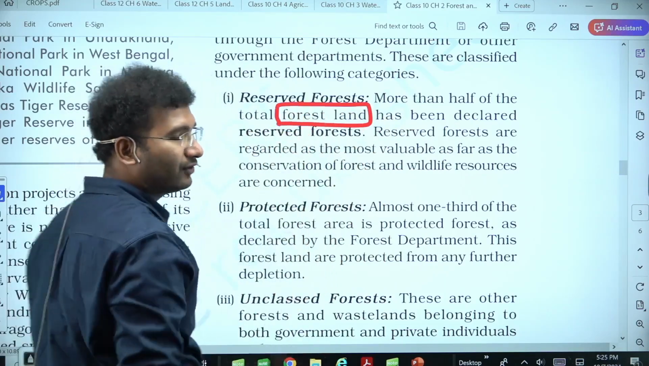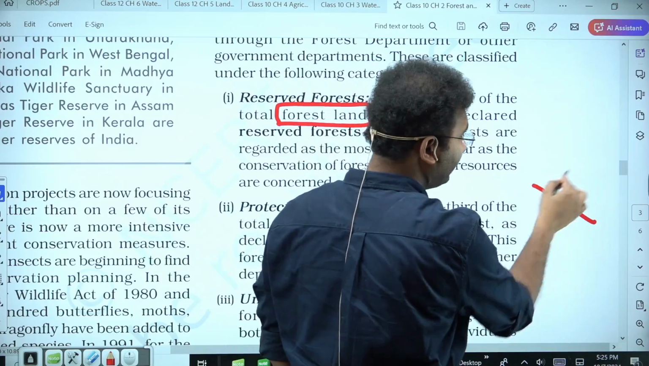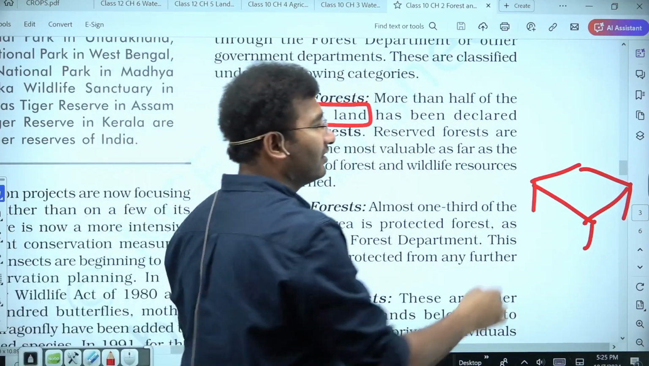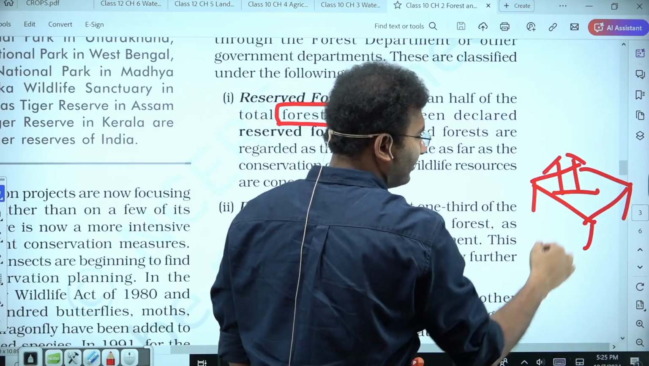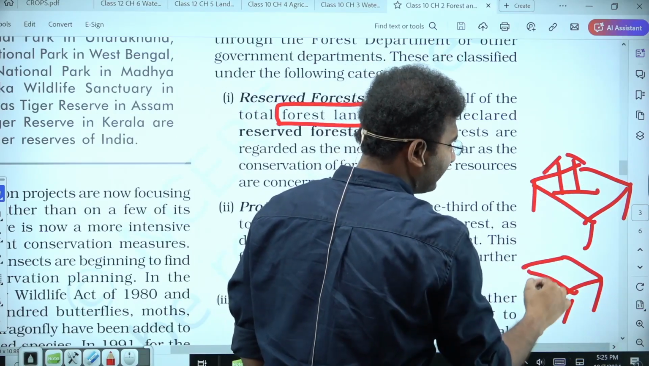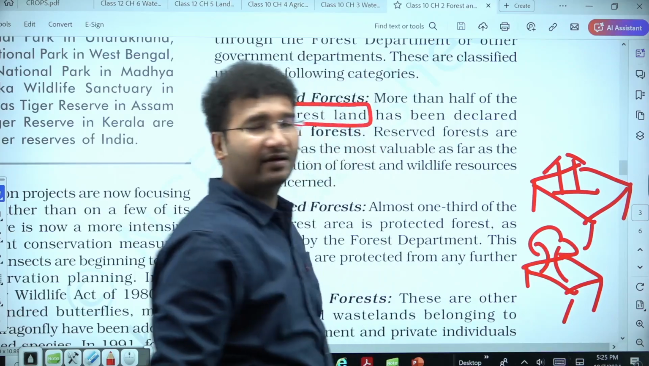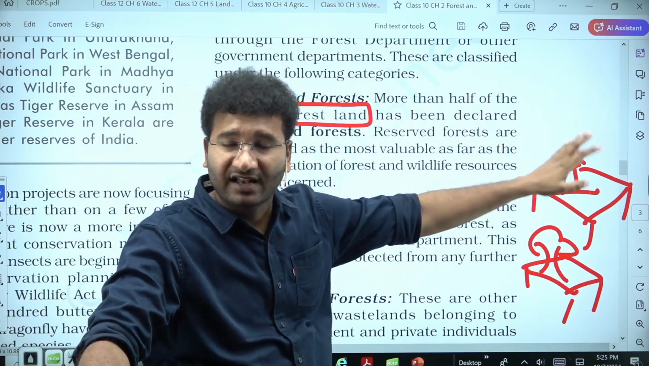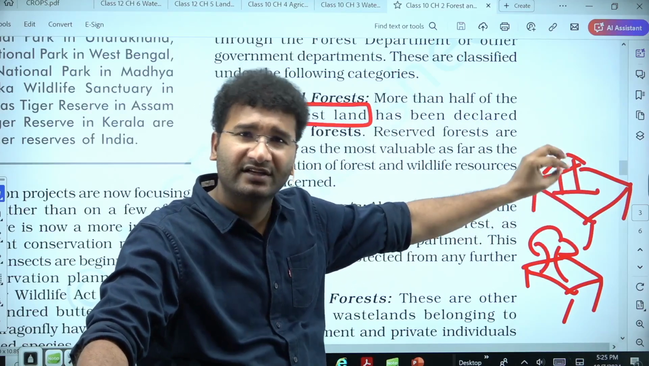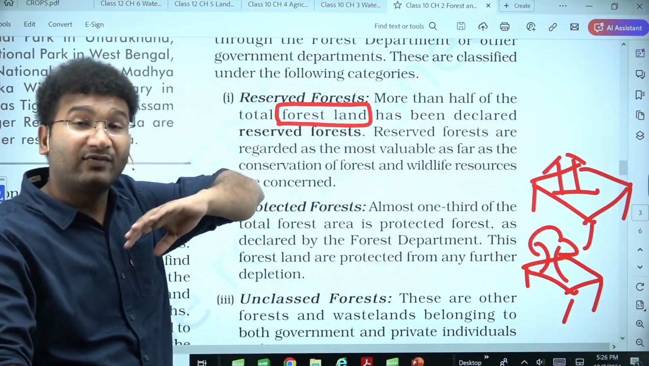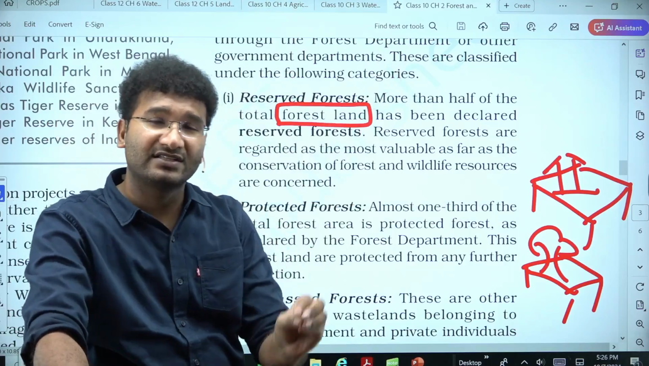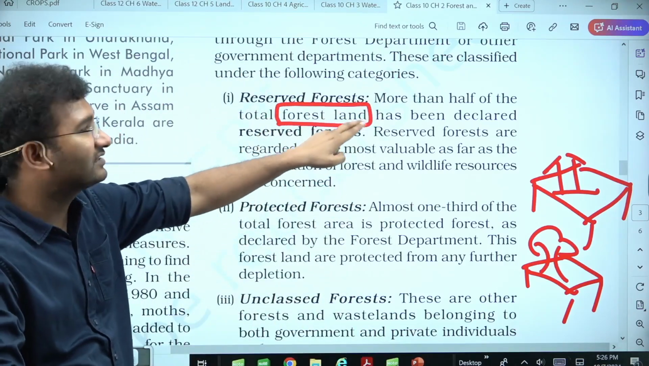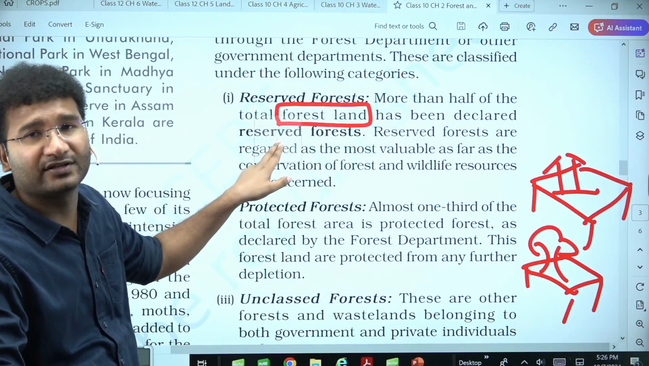I told you what a forest land is. Forest land can be land which is owned by the forest department. It could have a house also in it, or it can have tree cover. Irrespective of what is present there, if it belongs to the forest department, it is called forest land. Of the total area belonging to the Department of Forest, more than half of the total forest land has been declared as reserved forest.